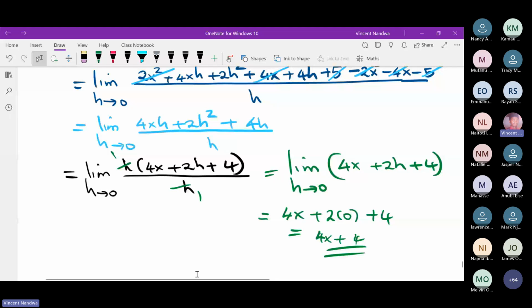So I give a 5 minutes break, then come back to do rules of differentiation.